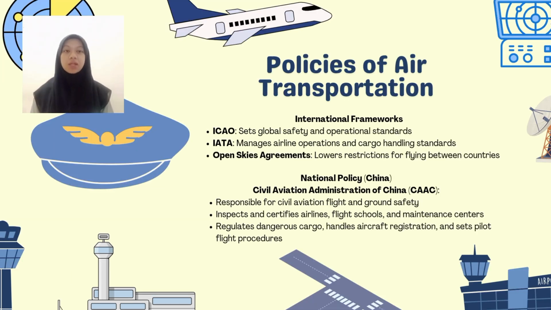Moving on to policies. Air transport is regulated by both international and national frameworks. Globally, we follow ICAO for safety standards, IATA for airline operations, and open skies agreements to make international flying easier. Nationally, China is governed by the CAAC. The CAAC is responsible for flight and ground safety. It oversees civil aviation by certifying and inspecting airlines, flight schools, and maintenance centers. It also regulates dangerous cargo, manages aircraft registration, and sets safety standards for airports and flight crews.